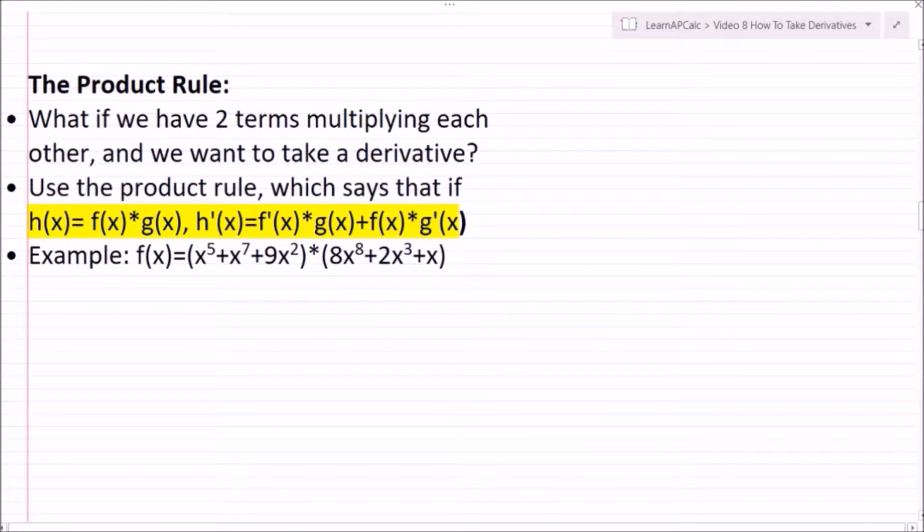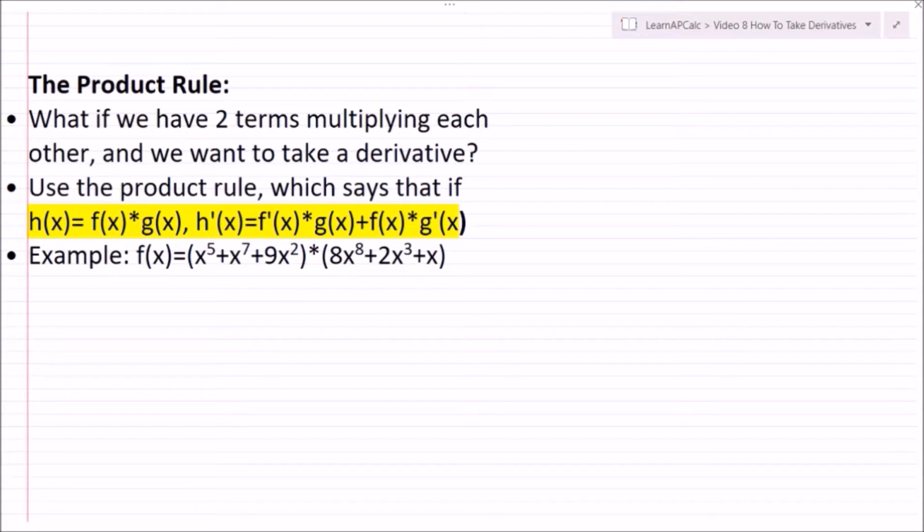Alright, so you can't always use the power rule. What if we have two terms multiplying each other and we want to take the derivative? A good way would be to use the product rule, which says that if we have some function h of x equaling some function f of x times g of x, the derivative is equal to the derivative of f of x times g of x plus f of x times the derivative of g of x.